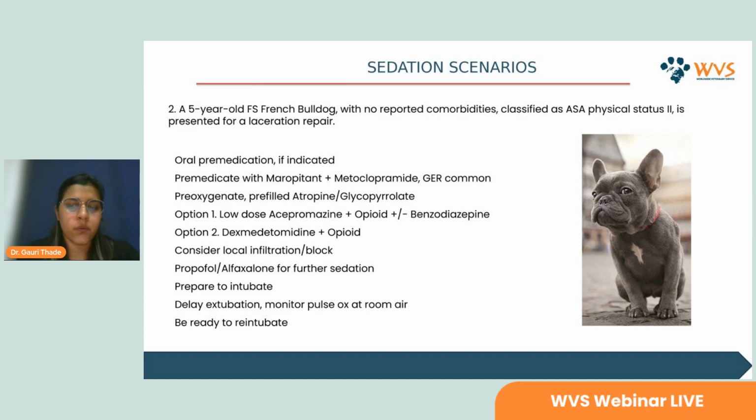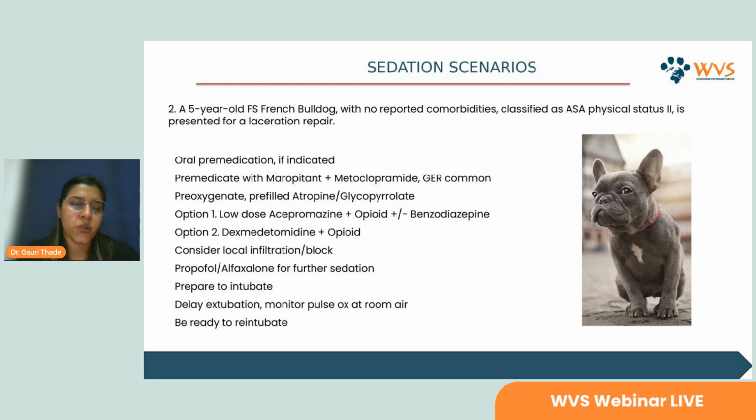So once your procedure is done, you can detach them from the oxygen and keep them on room air with the tube in place, and then see if they're able to maintain their pulse ox above 95%. You can go ahead and extubate them.